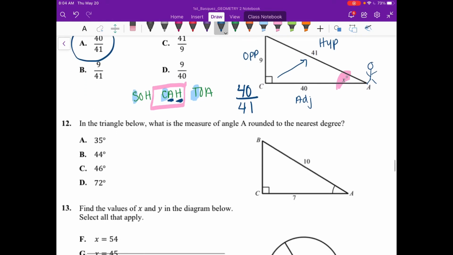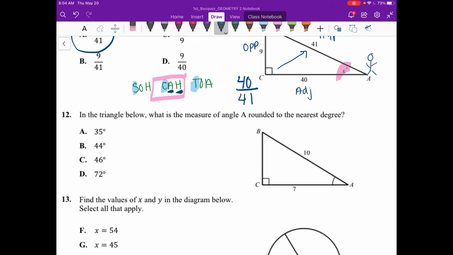Number 12, we still have to use SOHCAHTOA here. It doesn't specifically tell me which one to use. I have to figure that part out. So it says, what is the measure of angle A? So I'm looking for this angle measurement. So remember, when we are just given the sides of a triangle, not the angle measurement, we have to use the inverse functions.